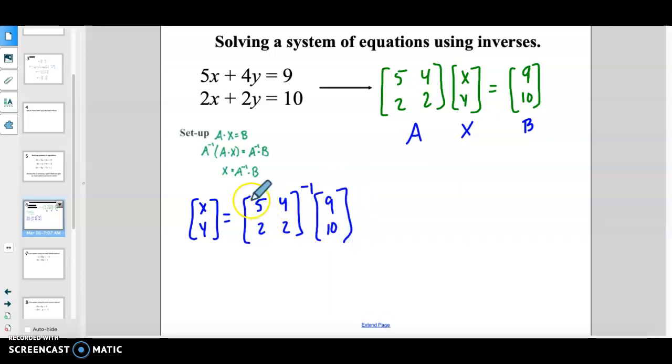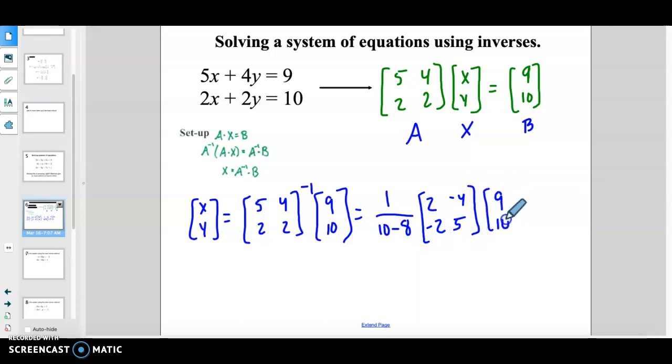If you had a calculator, you could just type this in. However, I do want to teach you how to do it by hand so that we can practice that as well. To find an inverse, we learned last class that you do 1 over the determinant. The determinant is 5 times 2, which is 10, minus 4 times 2, which is 8. Then you multiply by the adjugate matrix: you switch the first diagonal, so you get 2 and 5, and you take the opposites of the second diagonal, so -4, -2. And then that's still being multiplied by our 9 and 10.